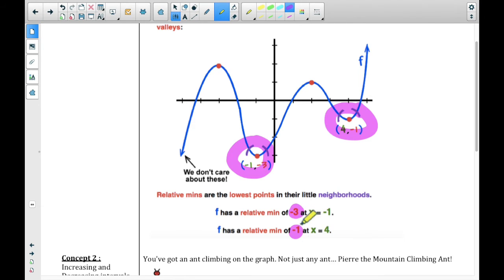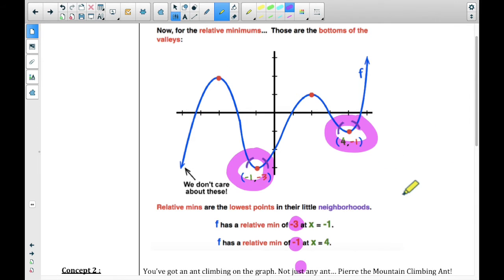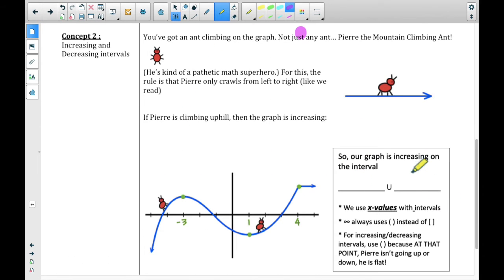So the answer is really how high or how low. The x is not as important. Okay, that is relative min and relative max. Let's move on to the next concept, which is increasing and decreasing intervals. And again, I'm going to go back to the graph we were looking at a minute ago with the COVID information.